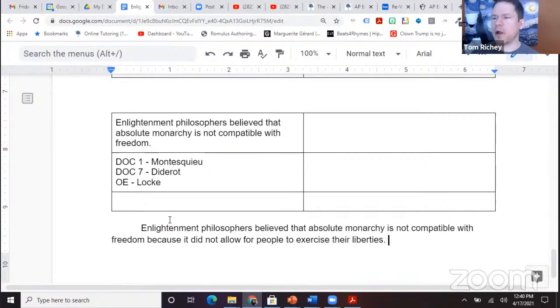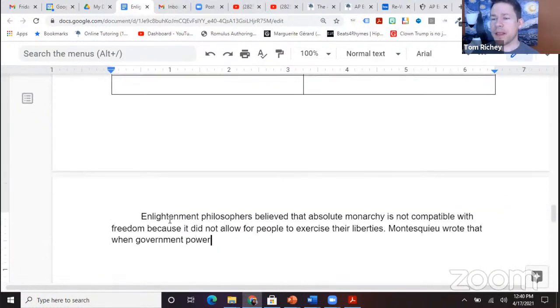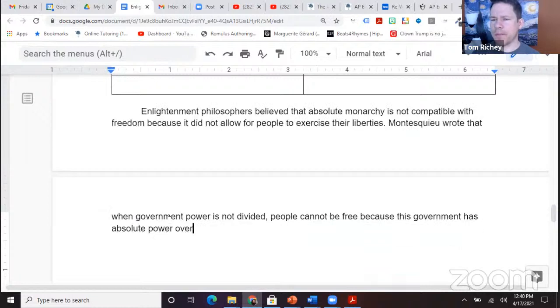And so we're going to note here, Montesquieu wrote that when government power is not divided, people cannot be free because this government has absolute power over them, and this will make people afraid to express themselves. So we're going to note here that is, of course, document 1.